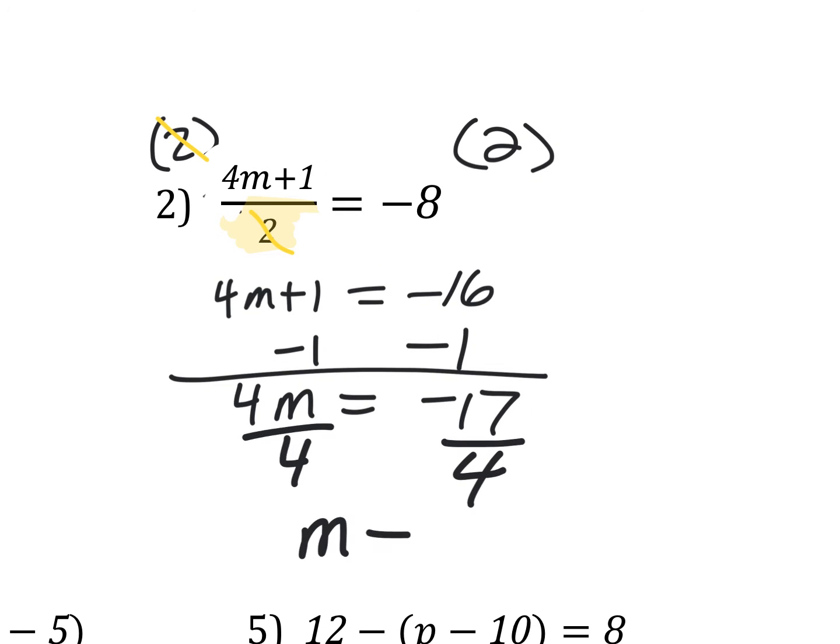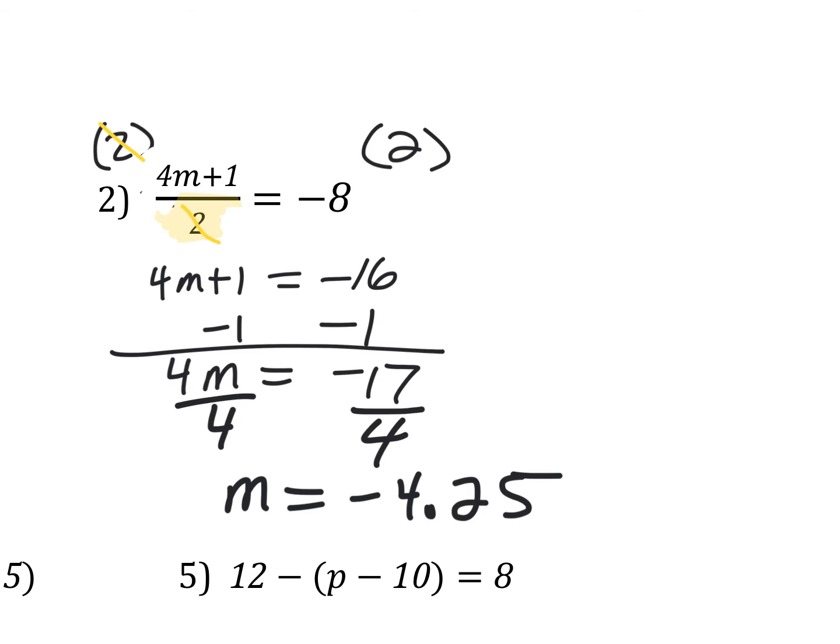Now, just because it doesn't turn out to be a whole number doesn't mean you're wrong, okay? I would take a couple different answers. I'll take negative 4.25. I would take that, okay? I would take negative 4 and a fourth. If you just leave it as the decimal, that's fine.